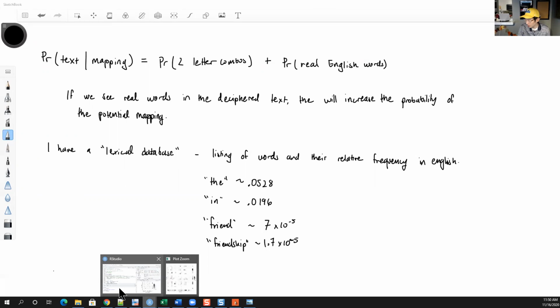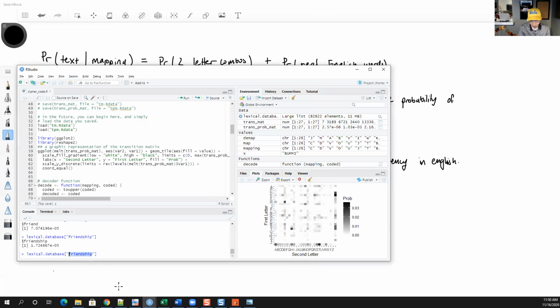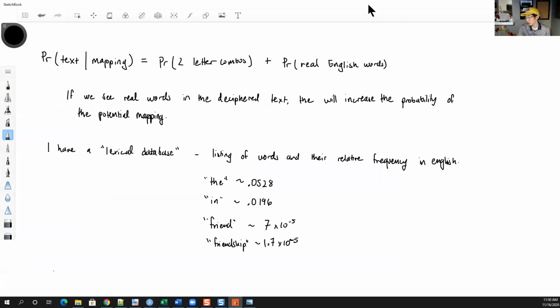And if you try to look up a nonsense word, right? So if instead of friendship I type in a not real word, we get null, or basically something close to 0. If the word doesn't exist, it returns null. And so we're going to use that to also assist us in figuring out the probabilities.